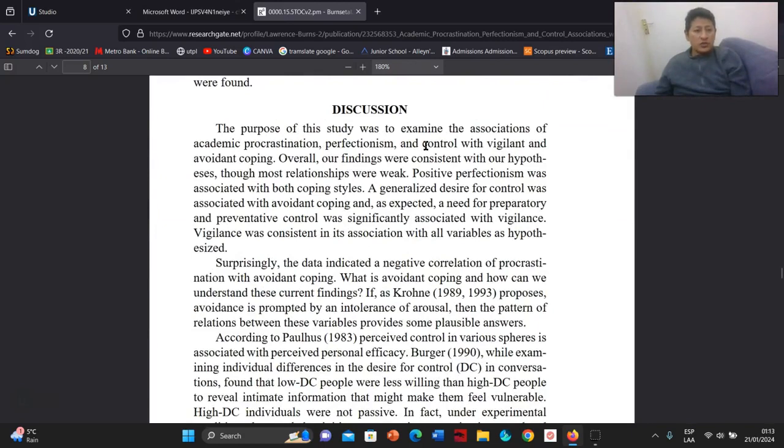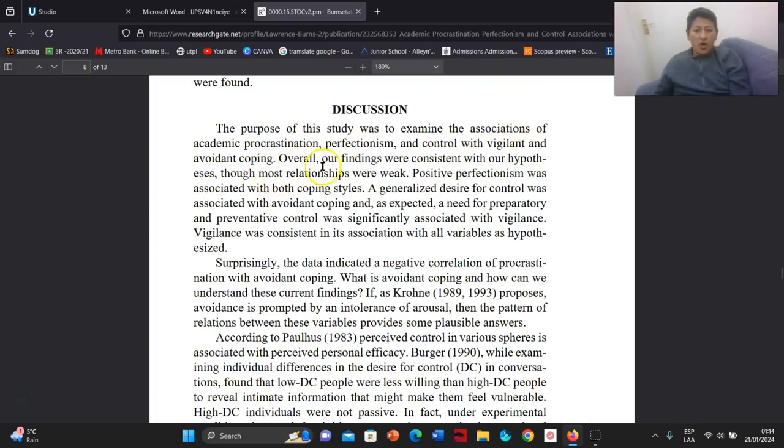The discussion is the analysis from the author. For example, he analyzed what's going on about this issue. He saw the problem, he put the hypothesis, he collected data from the methods, but he analyzed from that hypothesis and from that collected data. He compared if he got the answer about this research, because in the discussion, the purpose of this study was examining the association of academic procrastination, perfectionism, and control with vigilance and avoiding coping.